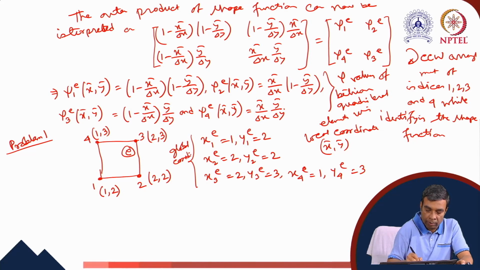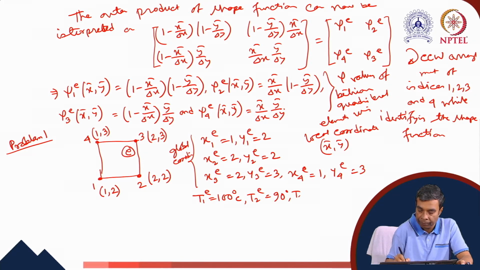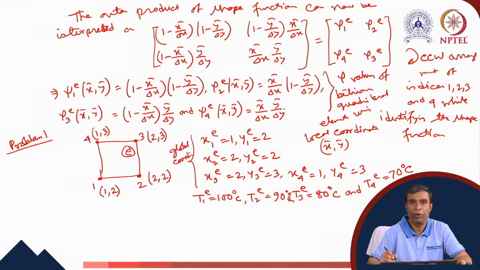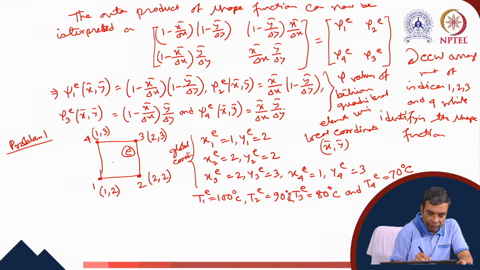Global coordinates. Also, we are given T1e equals 100 degrees centigrade, T2e equals 90 degrees centigrade, T3e equals 80 degrees centigrade, and T4e equals 70 degrees centigrade. For instance, let us take an arbitrary point inside and denote that point as point P. Let us consider its coordinate as 1.62 and 2.3.